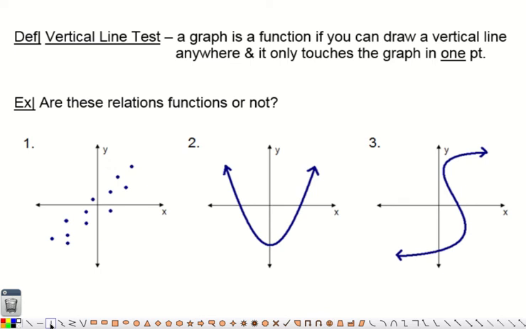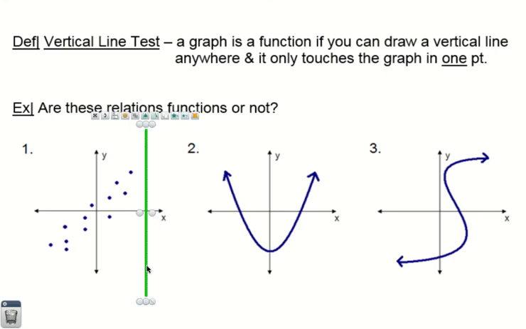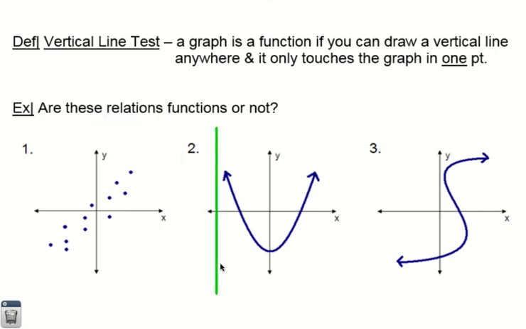So, since I have a neat little vertical line tool, let's use it. Why don't we just start with number 2? If I can draw a vertical line anywhere and it only touches the graph once, no matter where. You can use your imagination, your finger, or your pencil to check all the way across the graph. Is this vertical line ever going to touch the graph in more than one spot?